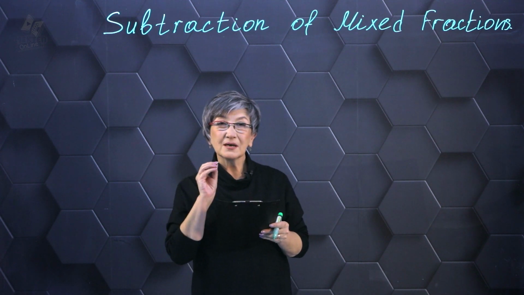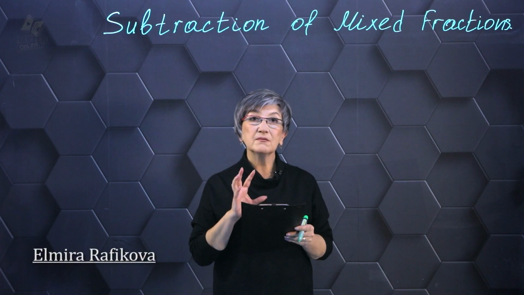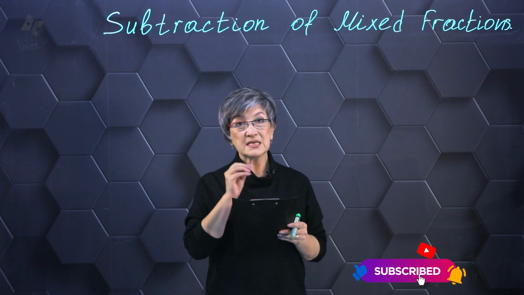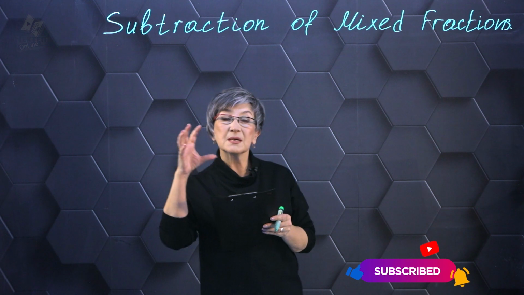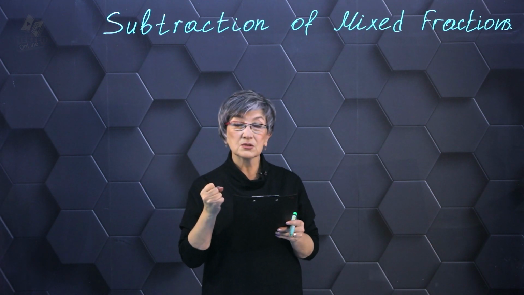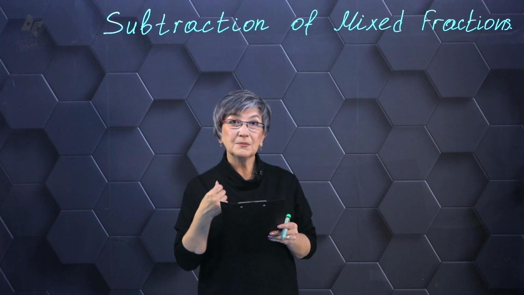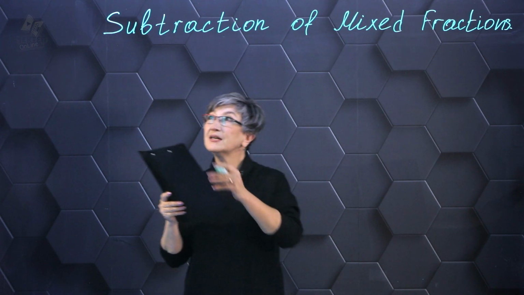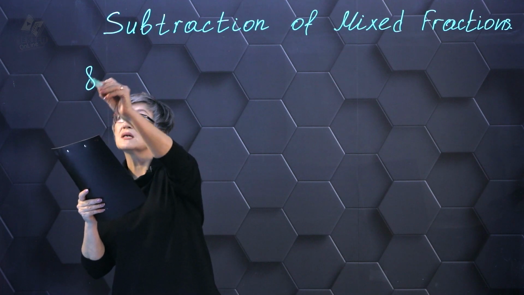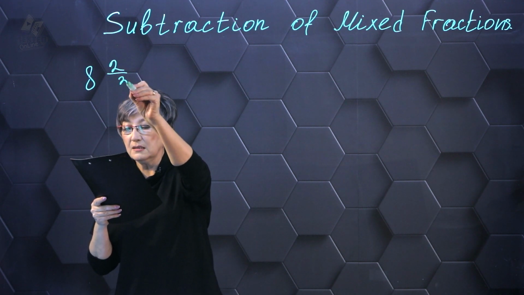Hello guys, today we're going to go over some more mixed number subtraction examples. I picked these unusual examples again, where we will take away one whole unit, so that you can learn how to solve them. So our example looks like this: 8 and 2 thirds minus 3 and 4 fifths.